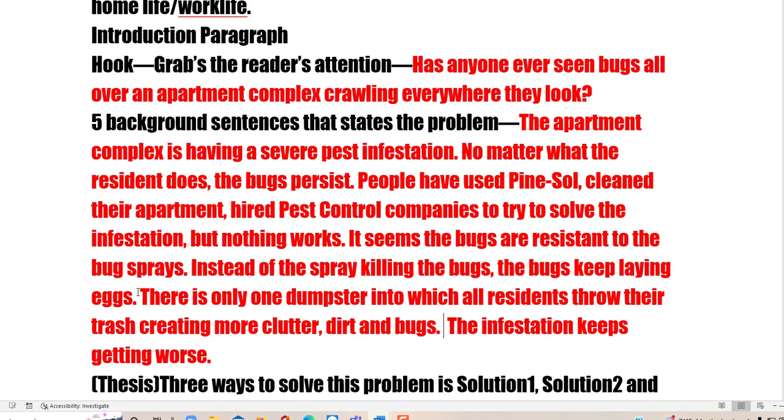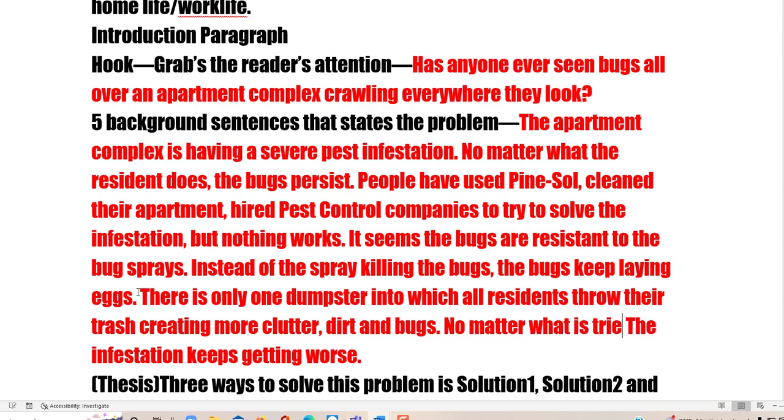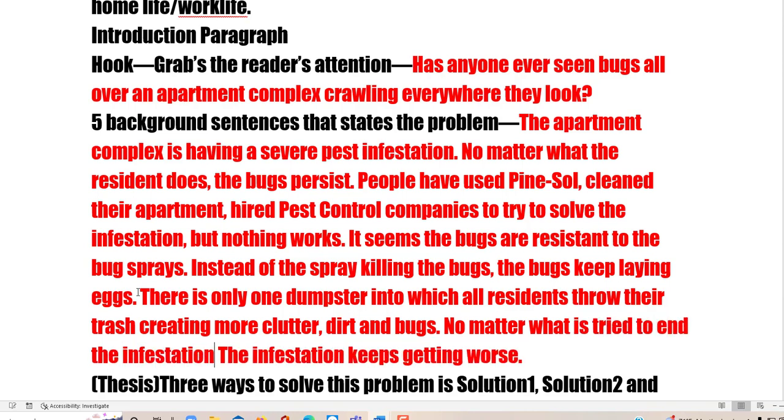And no matter what is tried to end the infestation, the infestation keeps getting worse. Okay, that's pretty much in a nutshell the problem. You've tried everything. No matter what you do or what you spray, the stupid pests keep coming and coming.